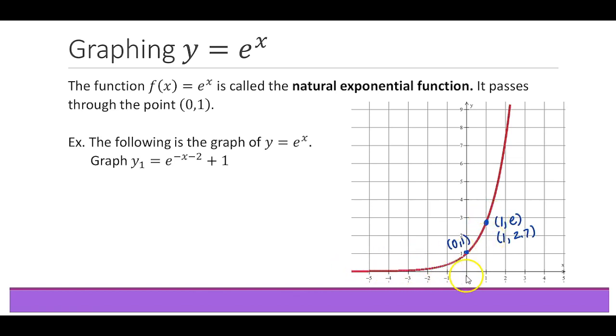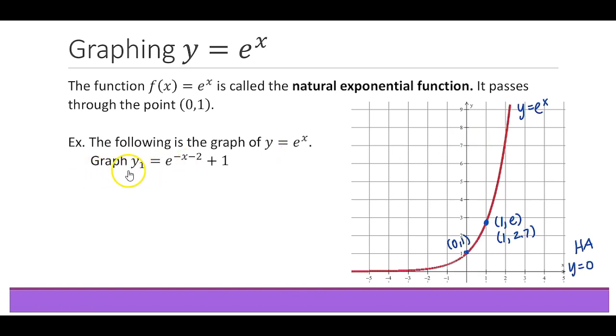And I also have a horizontal asymptote at y equals 0. So y equals 0 is a horizontal asymptote. I am approaching, but actually never going to cross this particular horizontal asymptote. So this is the graph of y equals e to the x, and we're considering it a parent function now.